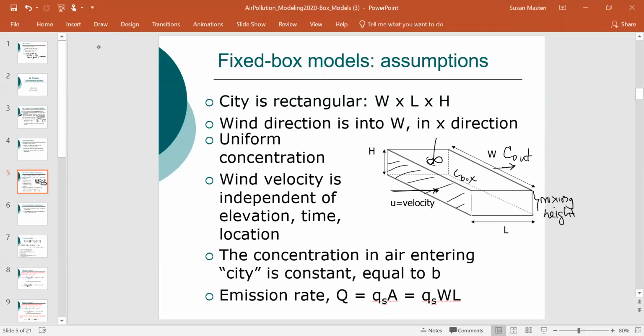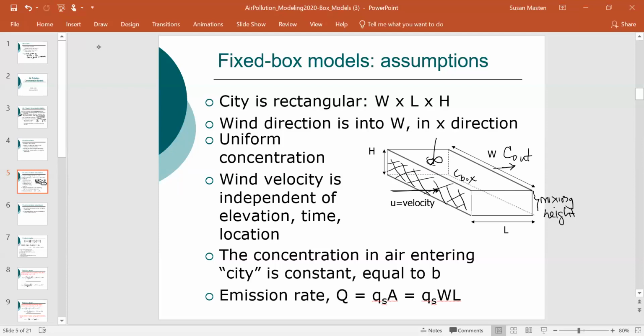Now we're also assuming that this wind speed is independent of elevation. It's constant and it doesn't depend on the location. So if I were to measure the wind speed anywhere along this face, it would be the same. We know that's an approximation. However, that's the assumption we're going to make.